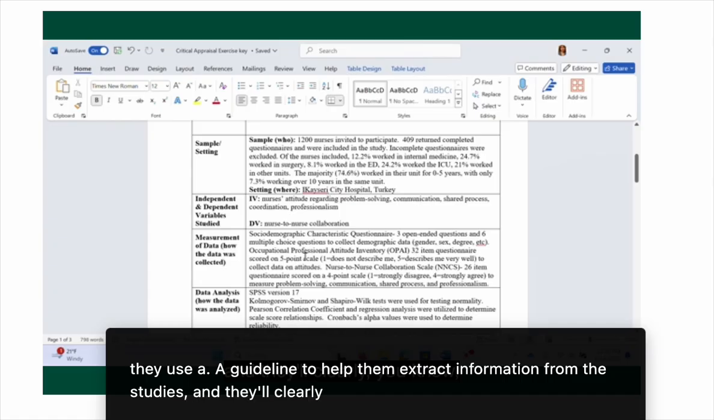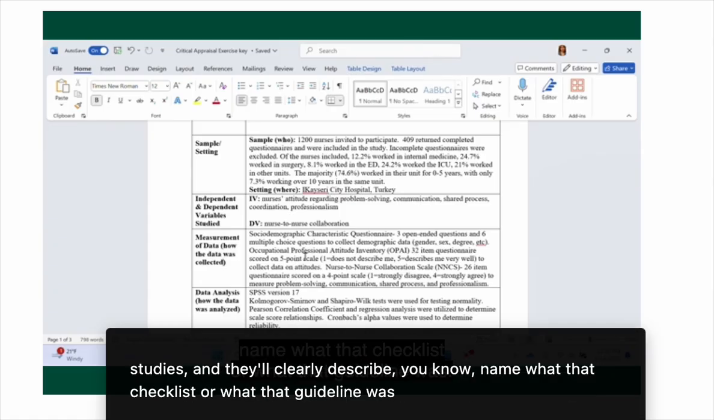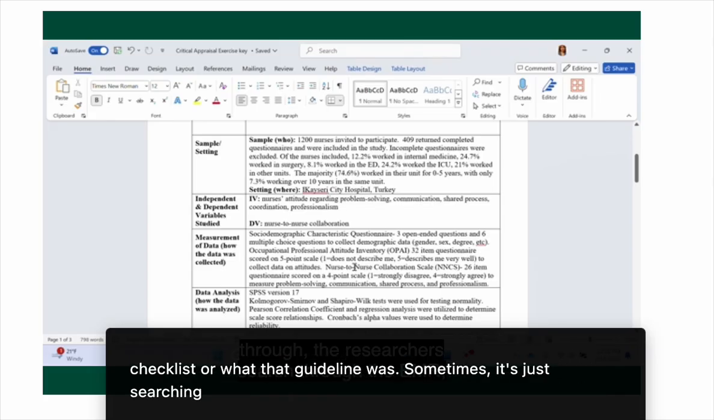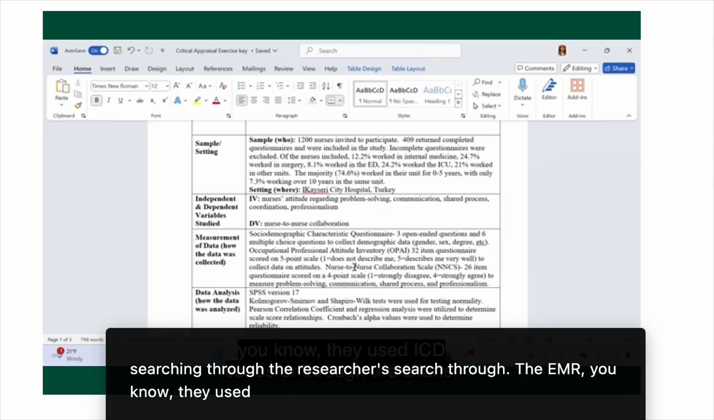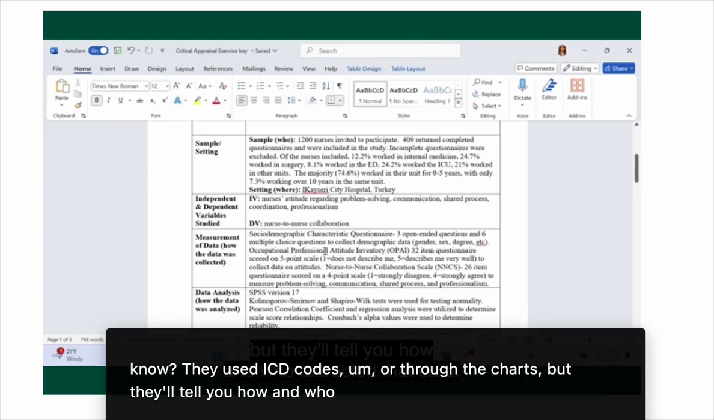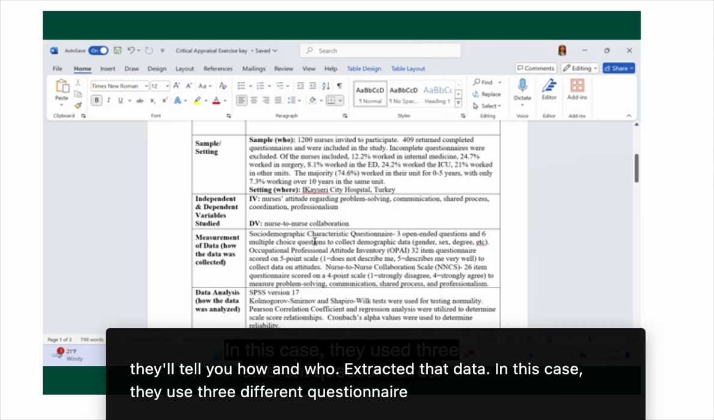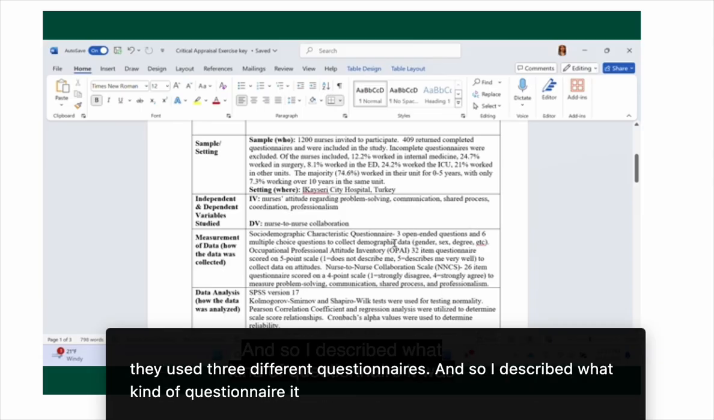the name of that checklist or that guideline. Sometimes the researchers search through the EMR, they used ICD codes or the charts, but they'll tell you how and who extracted that data. In this case, they used 3 different questionnaires. And so I described what kind of questionnaire it was and what it collected.